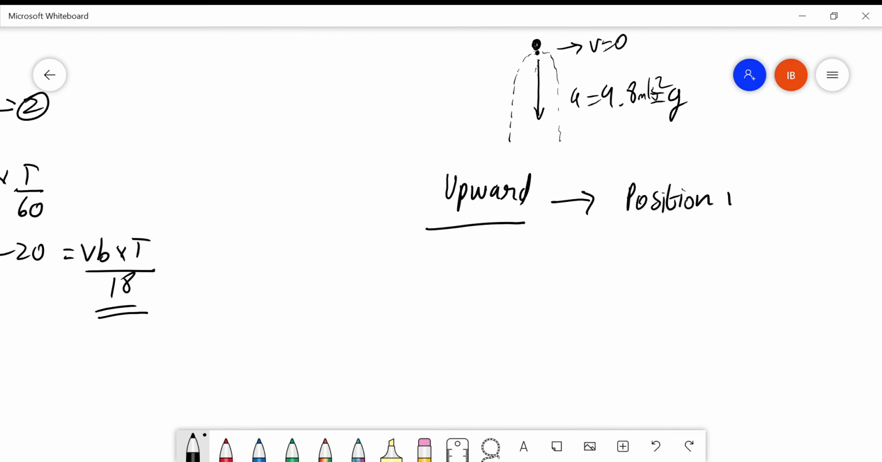Position is negative. For velocity, since it is moving vertically downwards, that will also be negative. Velocity is negative, and acceleration will be positive. That's it.